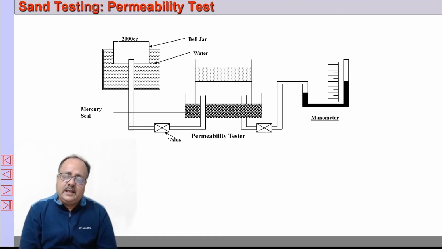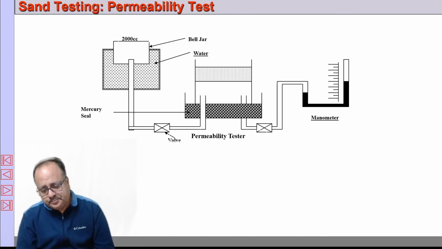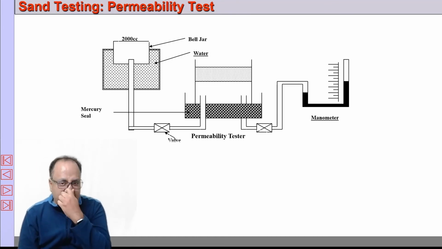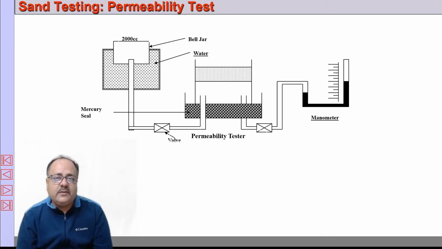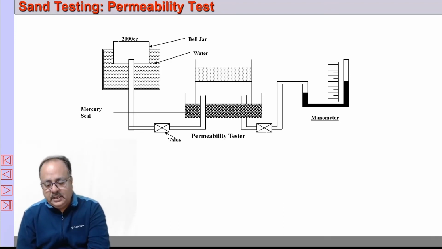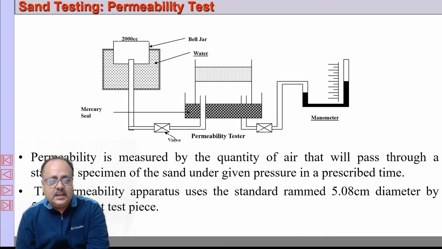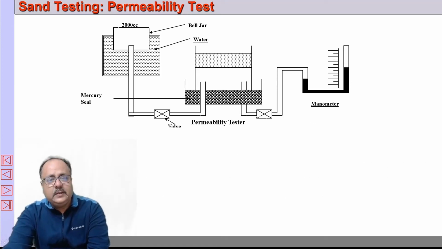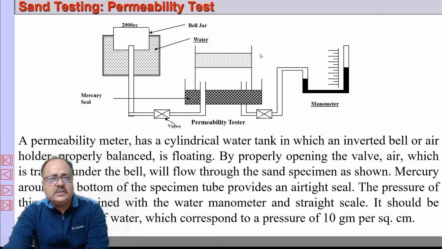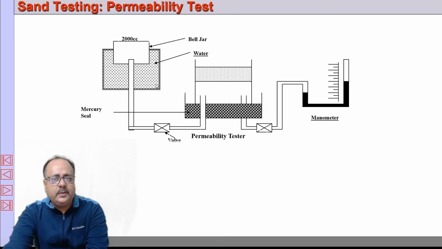In this manner, using a formula, you can measure the permeability number. What we measure is basically the time required to pass 2000 cc of air through a specimen, and the size of the specimen is 5.08 centimeter diameter and the height is 5.08. Using this we can measure the permeability of the sand.